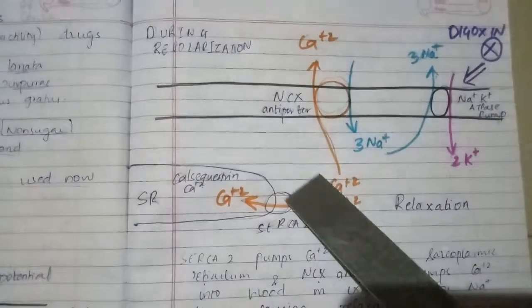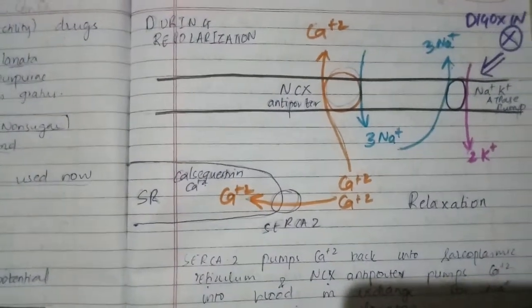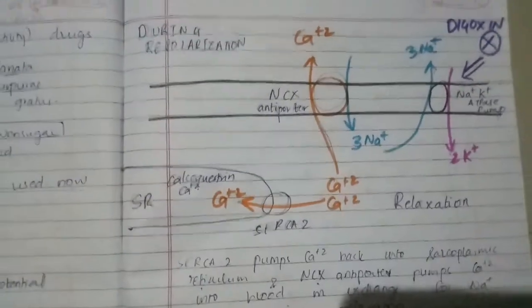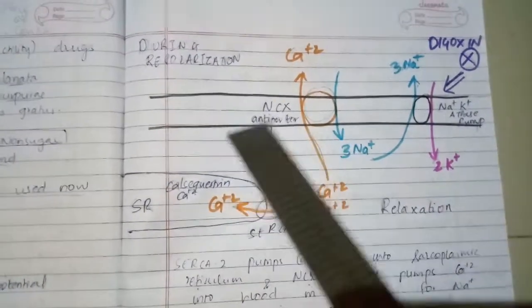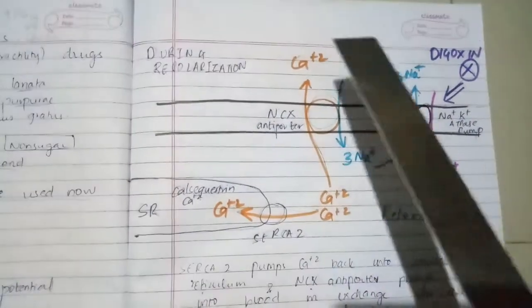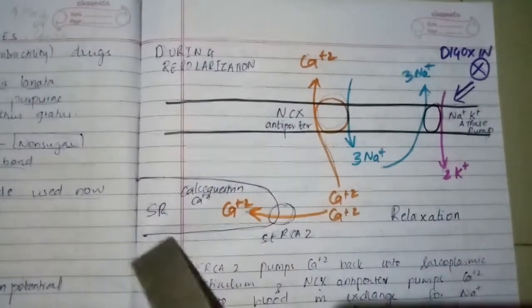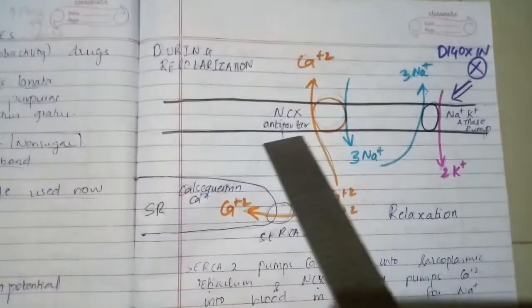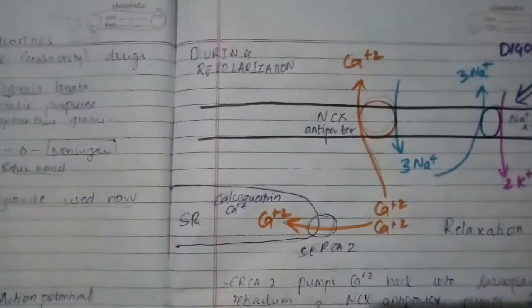We have the protein calsequestrin, which forms a complex with the calcium and stores it. The remaining small amount of calcium moves out of the cell by the NCX antiporter in exchange for sodium. So a major amount of calcium goes into the sarcoplasmic reticulum and a small amount goes out by the NCX antiporter, in exchange for 3 sodium, that is, 3 sodium comes in.